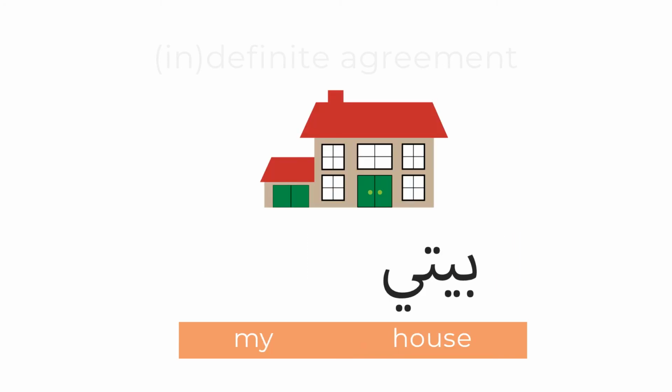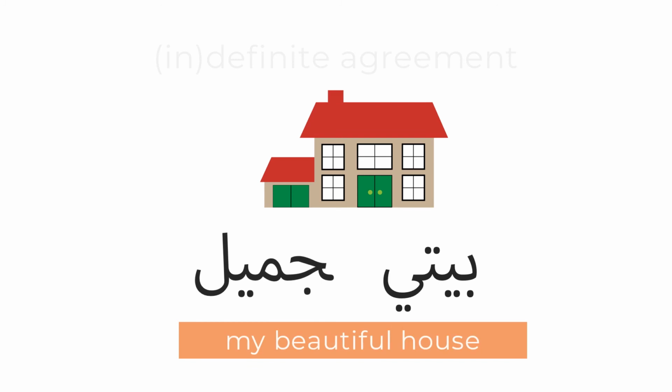This also holds for words with possessive pronouns attached to it, such as بيتي يعني my house. This is also a definite word. You know which house you're talking about. Therefore, if I want to say my beautiful house, I would have to add ال again. بيتي الجميل, my beautiful house.